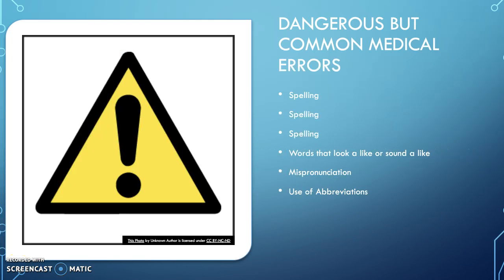Dangerous but common medical errors, or mistakes. I mentioned spelling 3 times. That was not a mistake. I did that intentionally because spelling is extremely important. It describes a person's condition, symptom, or disease. One letter off can mean the difference between a life or a death. Words that look alike or sound alike can be in a different part of the body.